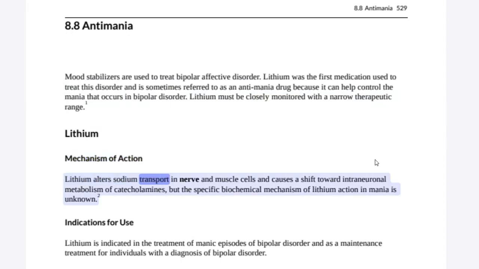Lithium alters sodium transport in nerve and muscle cells and causes a shift toward intraneuronal metabolism of catecholamines, but the specific biochemical mechanism of lithium action in mania is unknown. Indications for use: Lithium is indicated in the treatment of manic episodes of bipolar disorder and as a maintenance treatment for individuals with a diagnosis of bipolar disorder.